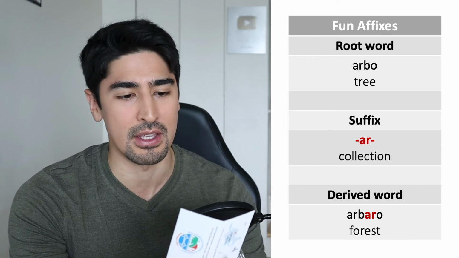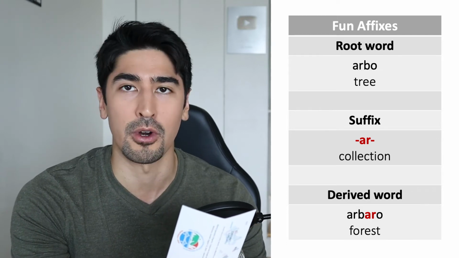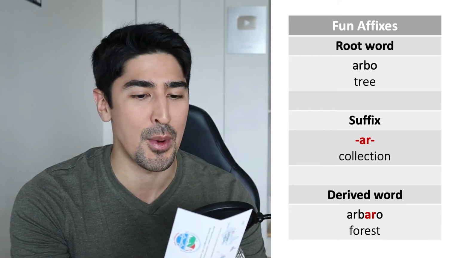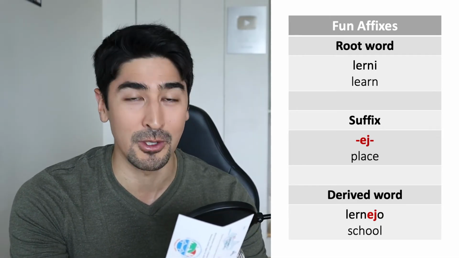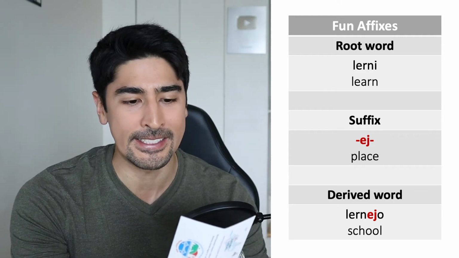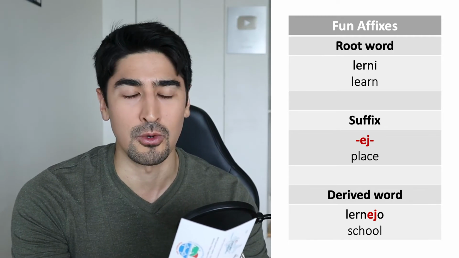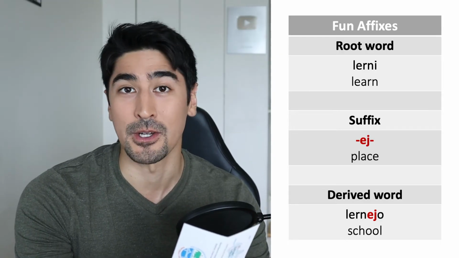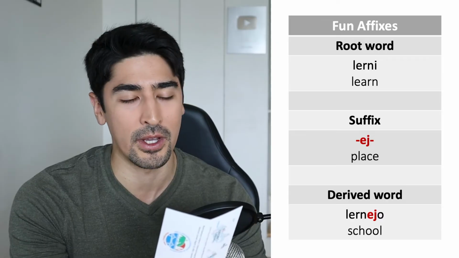Arbo means tree. If you add the suffix ar, it's for the collection, it becomes arbaro, which means a forest, arbaro. Lerni means to learn, also very similar to English, and if you add the suffix ej, it makes it a place. So lernejo, a school, lernejo, and you see lerni ends with i, so it's a verb. Lernejo ends with o, it's a noun.